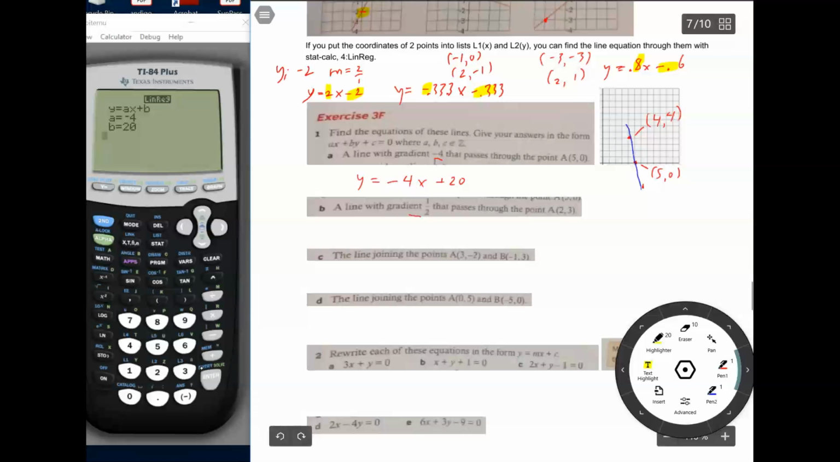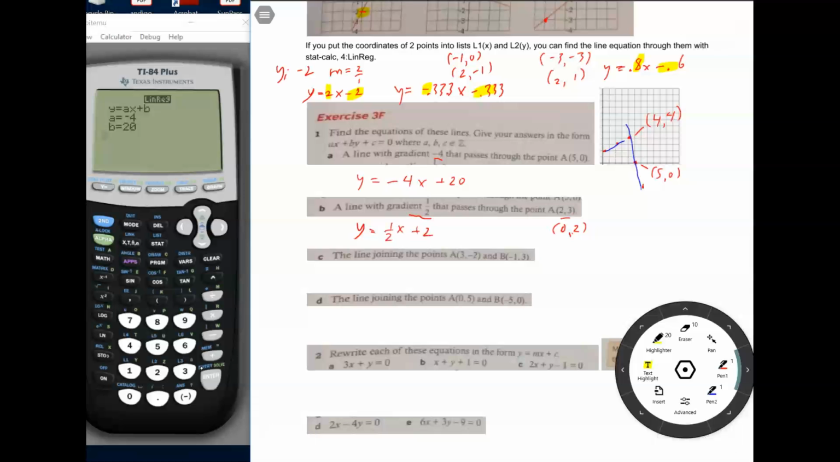A line with gradient 1/2 that passes through the point 2, 3. Let's see, 2, 3 will be there. A gradient of 1/2 means a rise of 1 and a run of 2, so it would be kind of like that. So we got 2, 3, and we also have 0, 2. In this particular case, I found the y-intercept by coincidence, so I don't even need to do linreg because I have the slope, they gave me the gradient, and I have the y-intercept too.